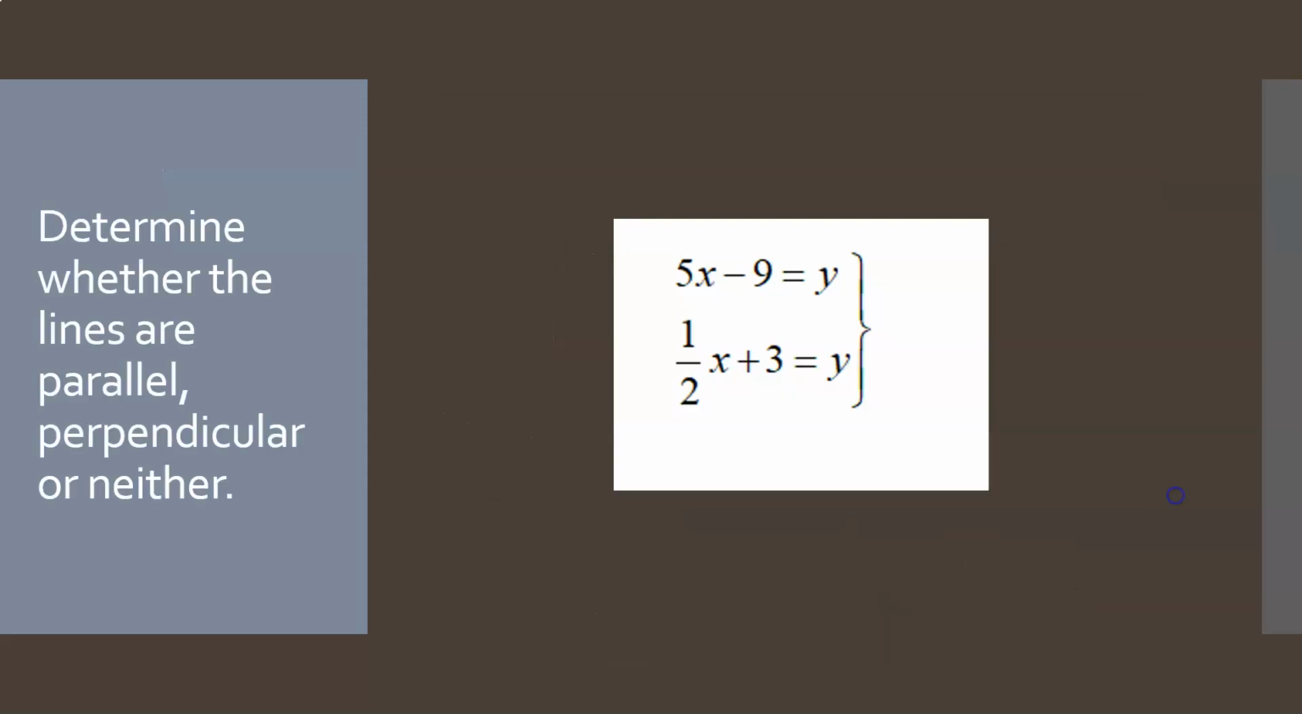Alrighty, let's move on. Determine whether the lines are parallel, perpendicular, or neither. So here's how you work these. You got to put them into a format where you can actually look at the slopes. So we're going to move the first one around, which is really in slope-intercept form, but backwards. So I'm going to rewrite them. y equals 5x minus 9. And then this one is y equals 1/2 x plus 3. So when we look at the slopes, they have no relationship. So this is a neither.